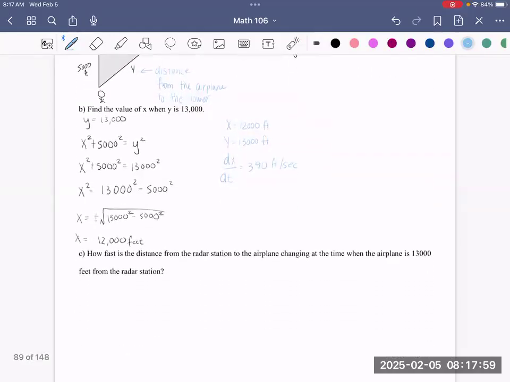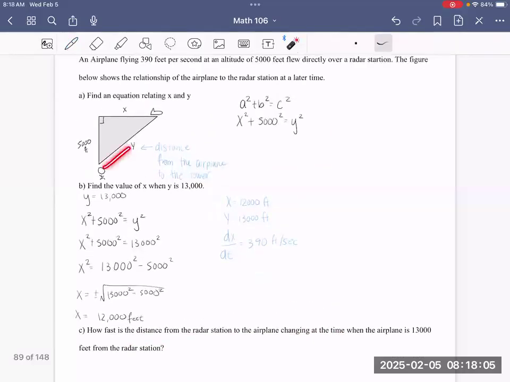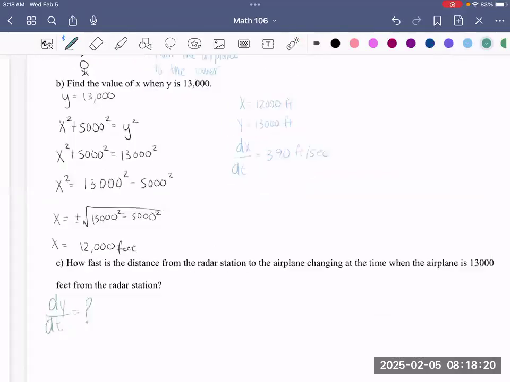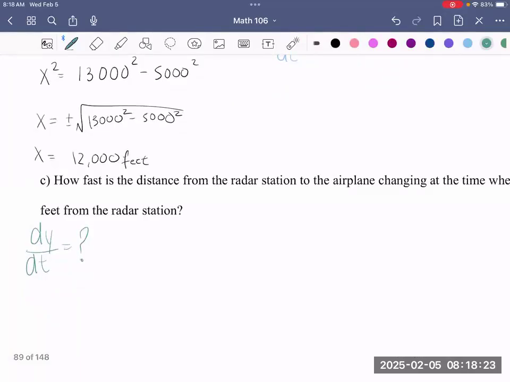So in C, it says how fast is the distance from the radar station to the airplane changing at that time? So we want to know how fast is this distance changing? So we are looking for dy dt. We don't know what that is. So can we go ahead and find that measure? So if we know that we have x squared plus 5,000 squared is equal to y squared, we now need to put in dy dt, dx dt. So in other words, we need to go ahead and derive.